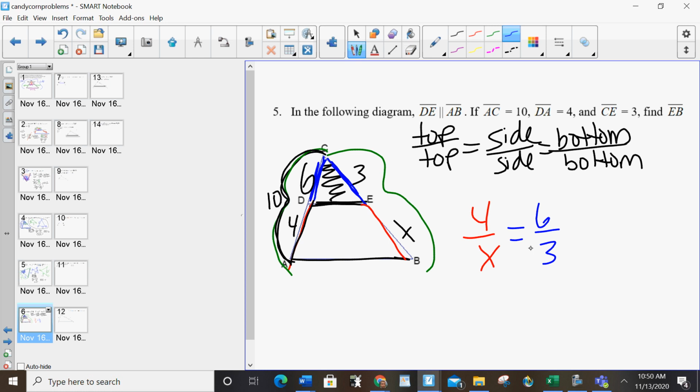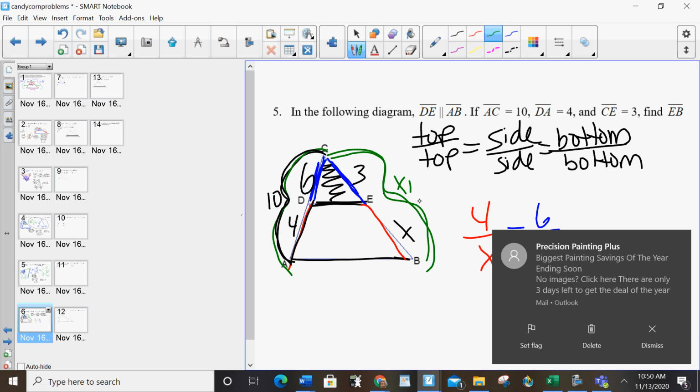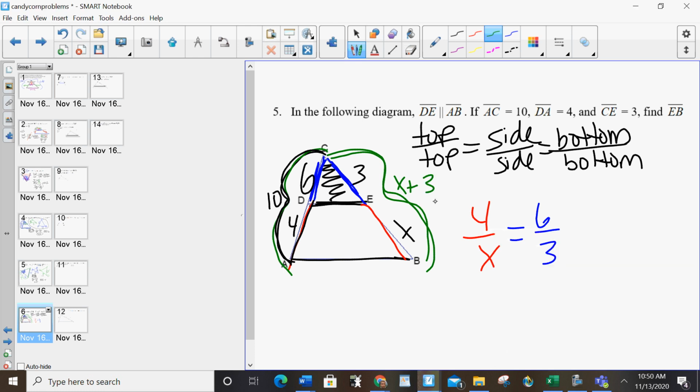Another option, I could have added these over here and made it x plus 3. That would work as well. That gets a little bit more complicated, but not too complicated. You will have to do ones like that, but in this case, it would be easiest to have just subtracted the 10 and the 4. So I'm just going to erase this so I don't make anything complicated right now. And from there, you cross multiply and solve.